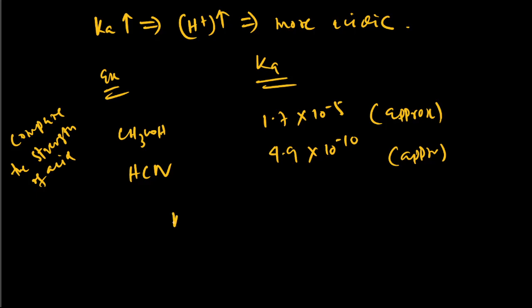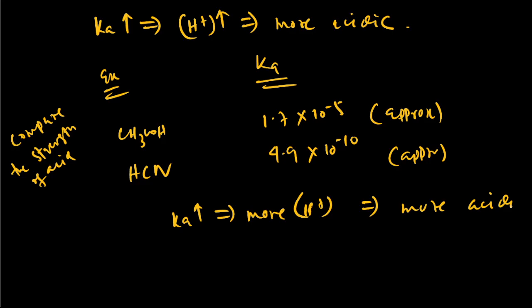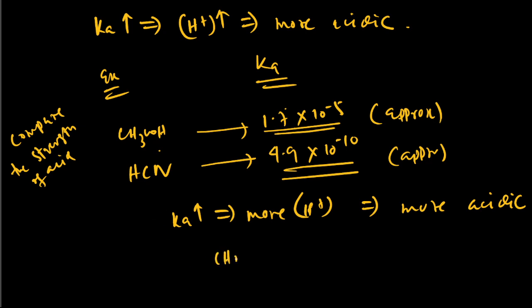We know that if Ka is more, there is more H plus concentration, meaning more acidic. Here the Ka value of CH3COOH is 1.7 into 10 raised to minus 5, and for HCN it is 4.9 into 10 raised to minus 10. So this value is more. Ka is more, meaning this is more acidic. So CH3COOH is more acidic than HCN.